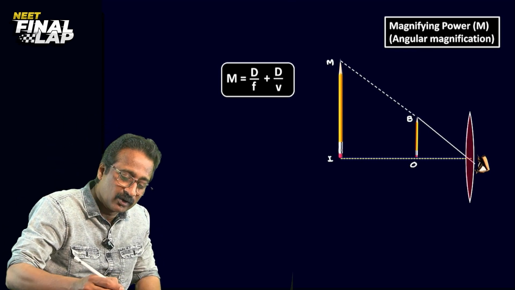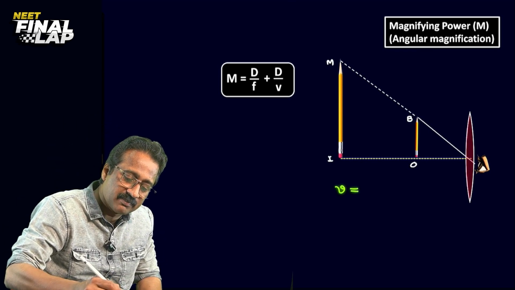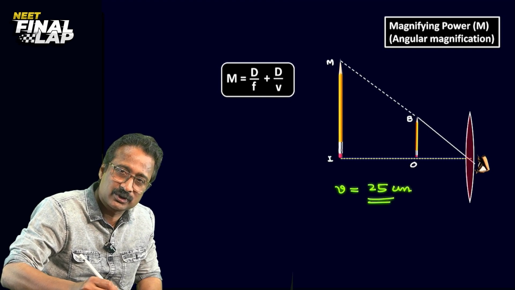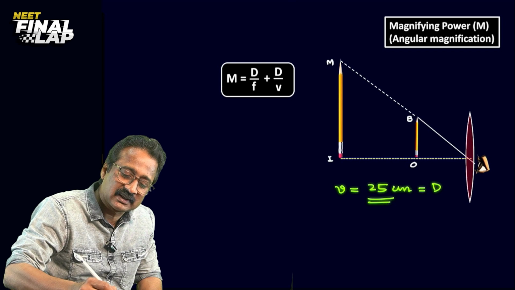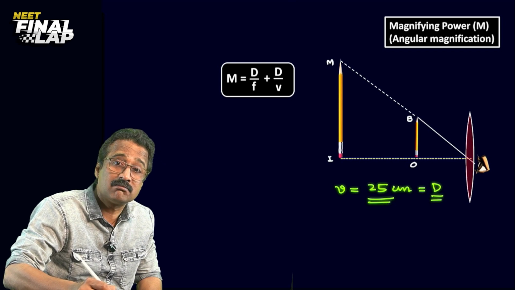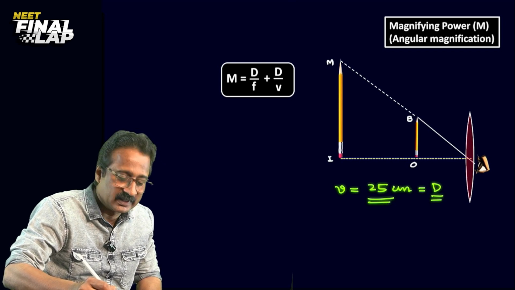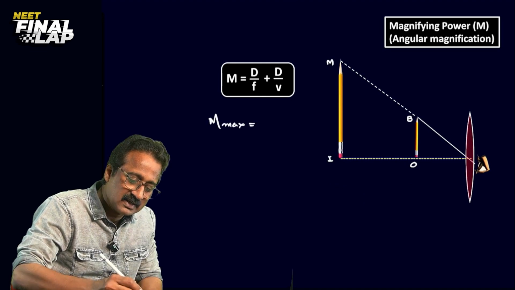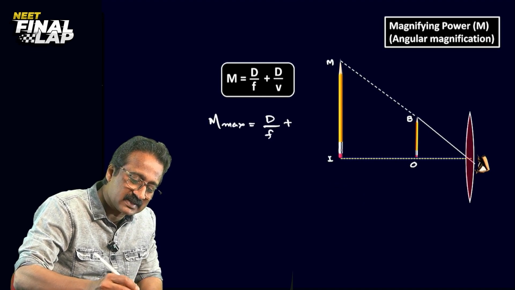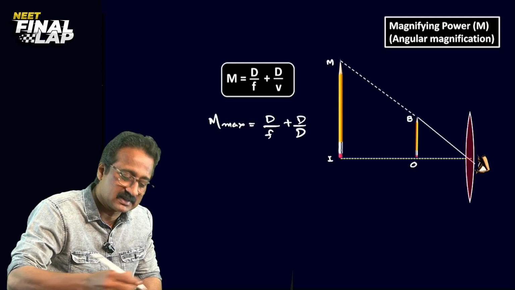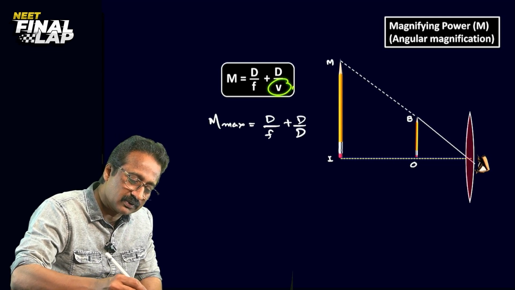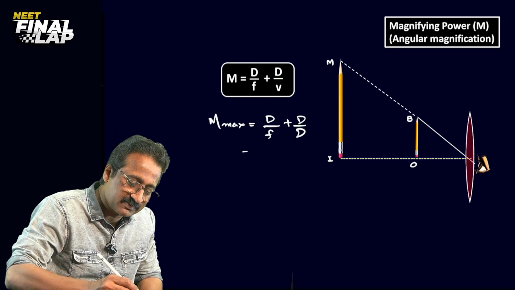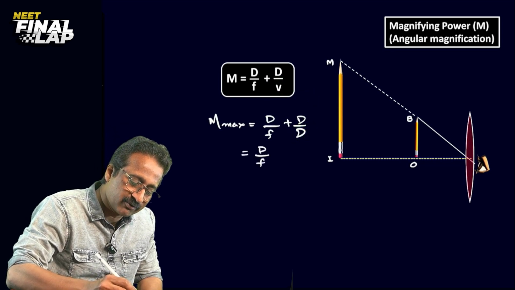You know that for a human being, for anything to be seen there must be a minimum distance. So V has to be reduced, but it can only be reduced up to 25 centimeters. The magnifying power when V equals D will be the maximum magnifying power. So M is supposed to be maximum. Let me call it M maximum here for convenience. That will be equal to d/f plus D divided by D. Because if this V is equal to D, then certainly the magnifying power will be the largest. In that way, we get an expression for M maximum as d/f plus 1.